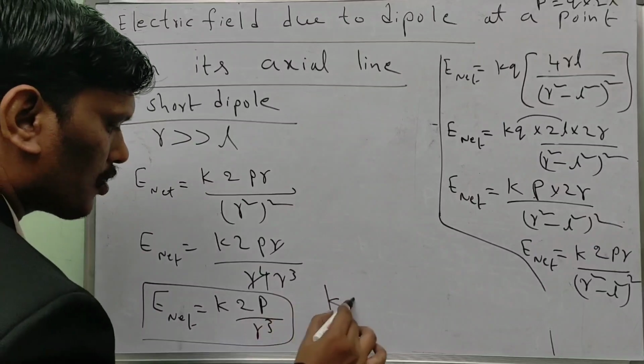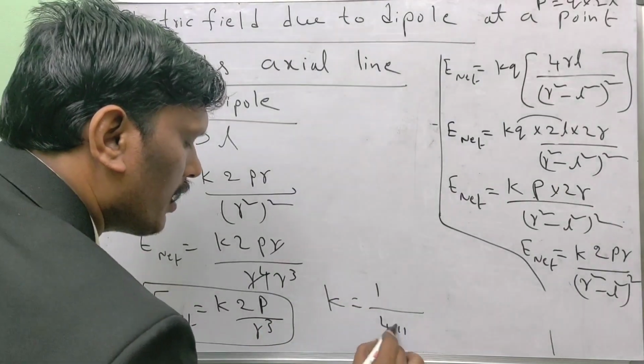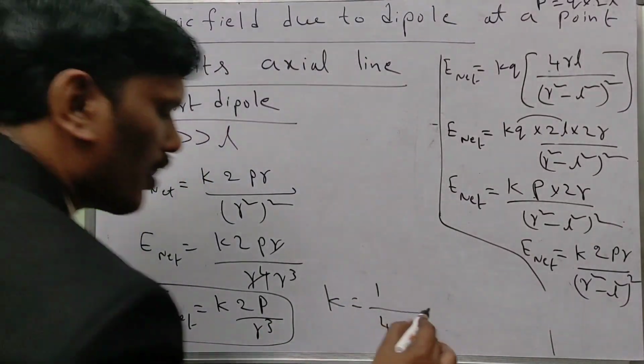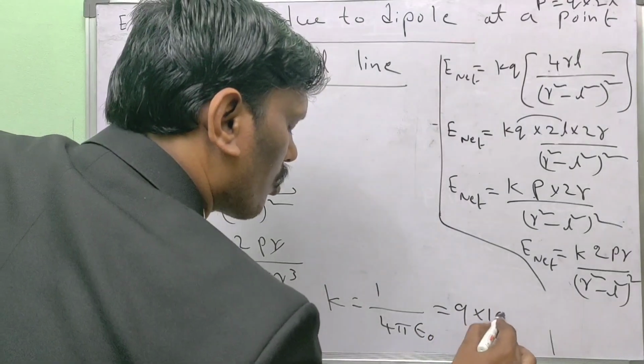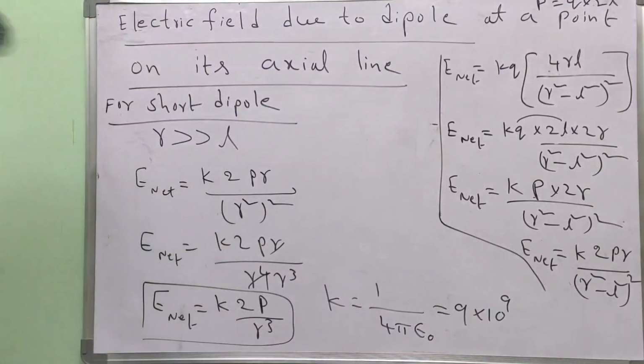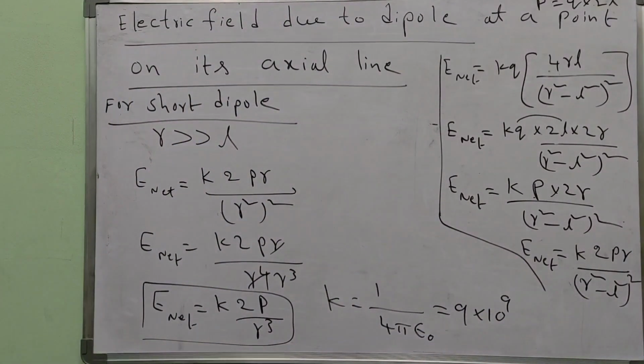What is K here, my dear student? 1 upon 4 pi epsilon naught. Its value is 9 into 10 to the power of 9 SI units. Right. Note down.